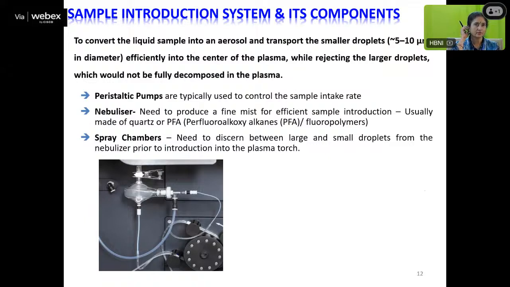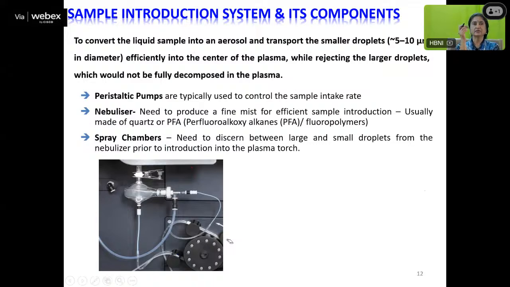Now, what is the sample introduction system, and its components are given here. This is a real picture of one system. You can see this is the total sample introduction system: this is a peristaltic pump, this is the nebulizer, and this is a spray chamber. Now let us see what they are used for.